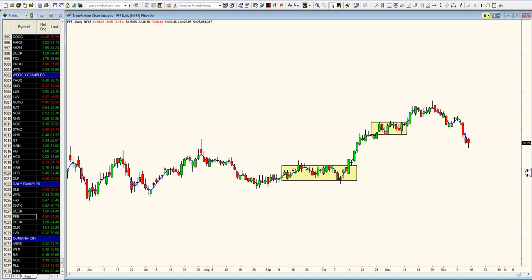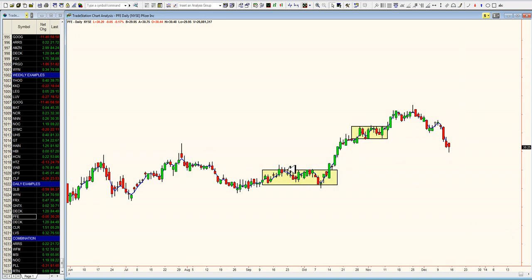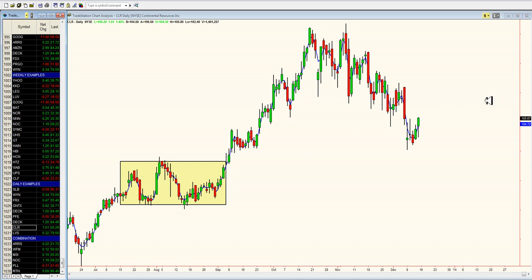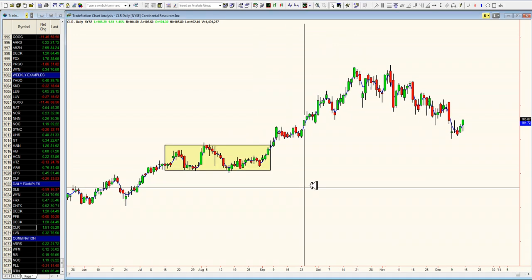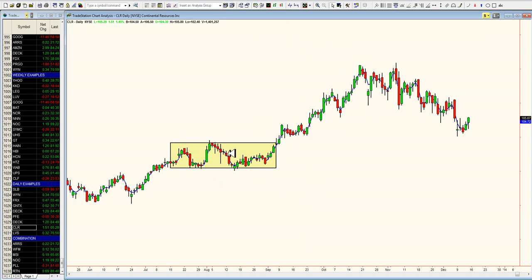PFE, again, all we're looking for is the boxes. Boxes and breakouts, boxes and breakouts. Explosive moves can occur. PFE, couple of times we broke out. CLR, I don't know why I've got DECK in there twice. CLR, nice sideways move back in July, August, September of this year. Broke out. Took off nicely out of that. Actually broke out, came back, rested a little bit, and then really started taking off.